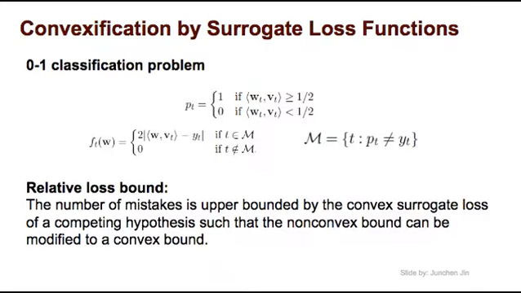An example of convexification using a surrogate loss function is the 0-1 classification problem. We reparameterize the problem: instead of using directly PT, with the loss function as the absolute value of PT minus the correct prediction YT, which is not convex, we change to an upper bound loss function that is convex, and thus we get a convex problem.